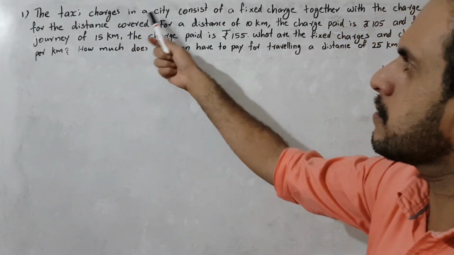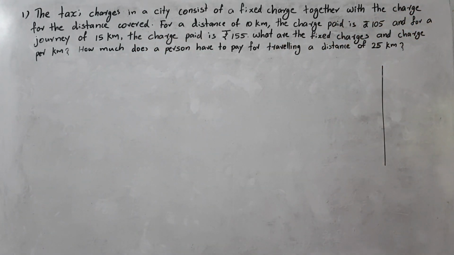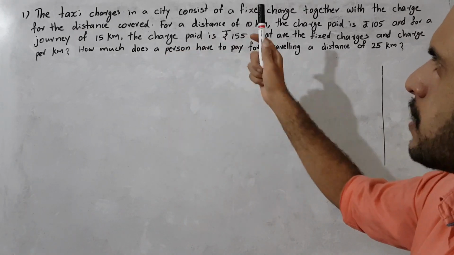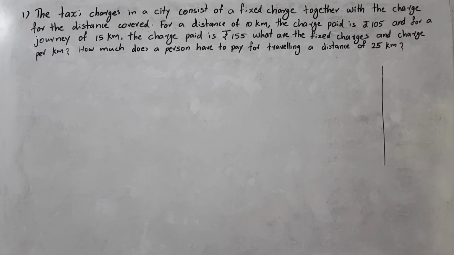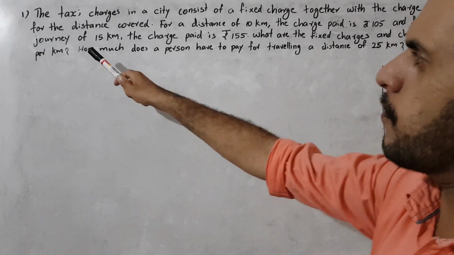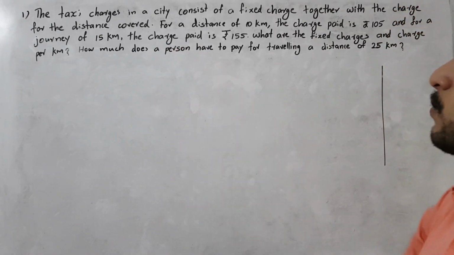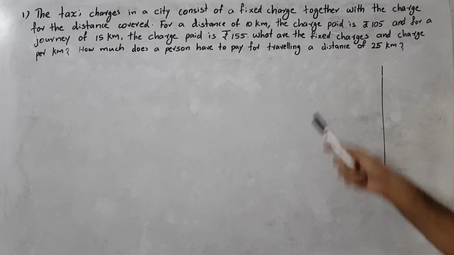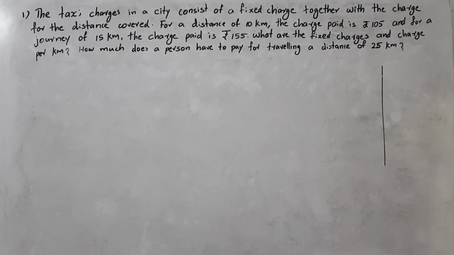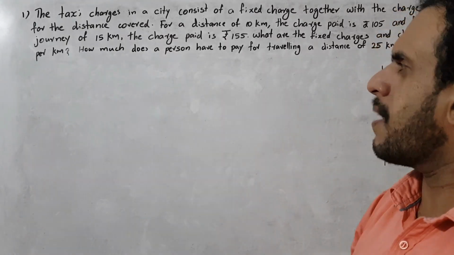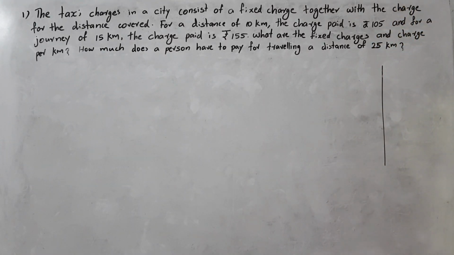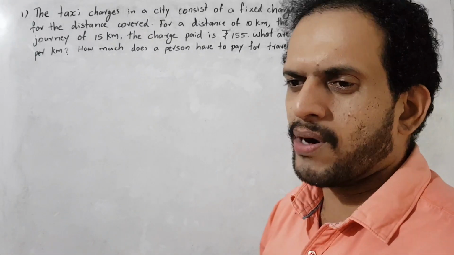The taxi charges in a city consist of a fixed charge together with the charge for the distance covered. For a distance of 10 km, the charge paid is rupees 105. And for a journey of 15 km, the charge paid is rupees 155. What are the fixed charges and the charge per kilometer? That is the first question. The second question is how much does a person have to pay for traveling a distance of 25 km? Correct. Then what is the question?